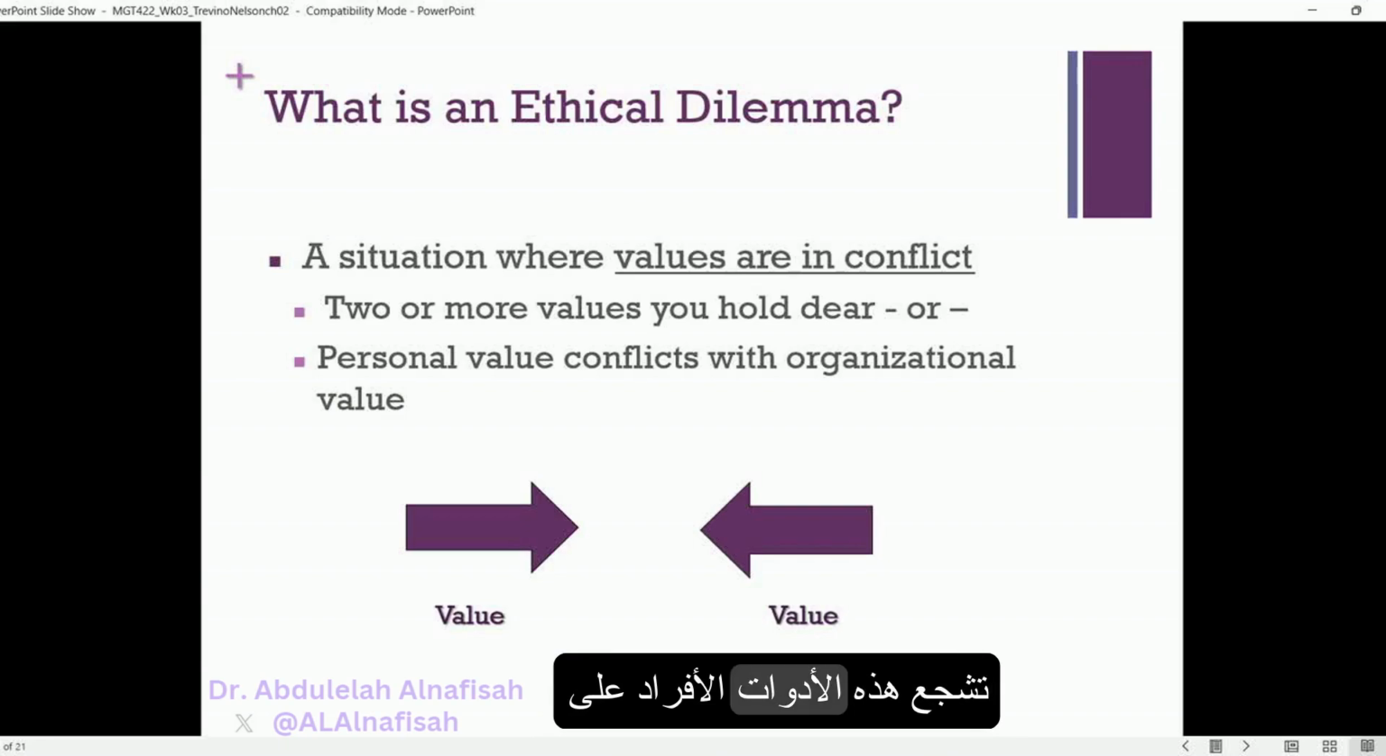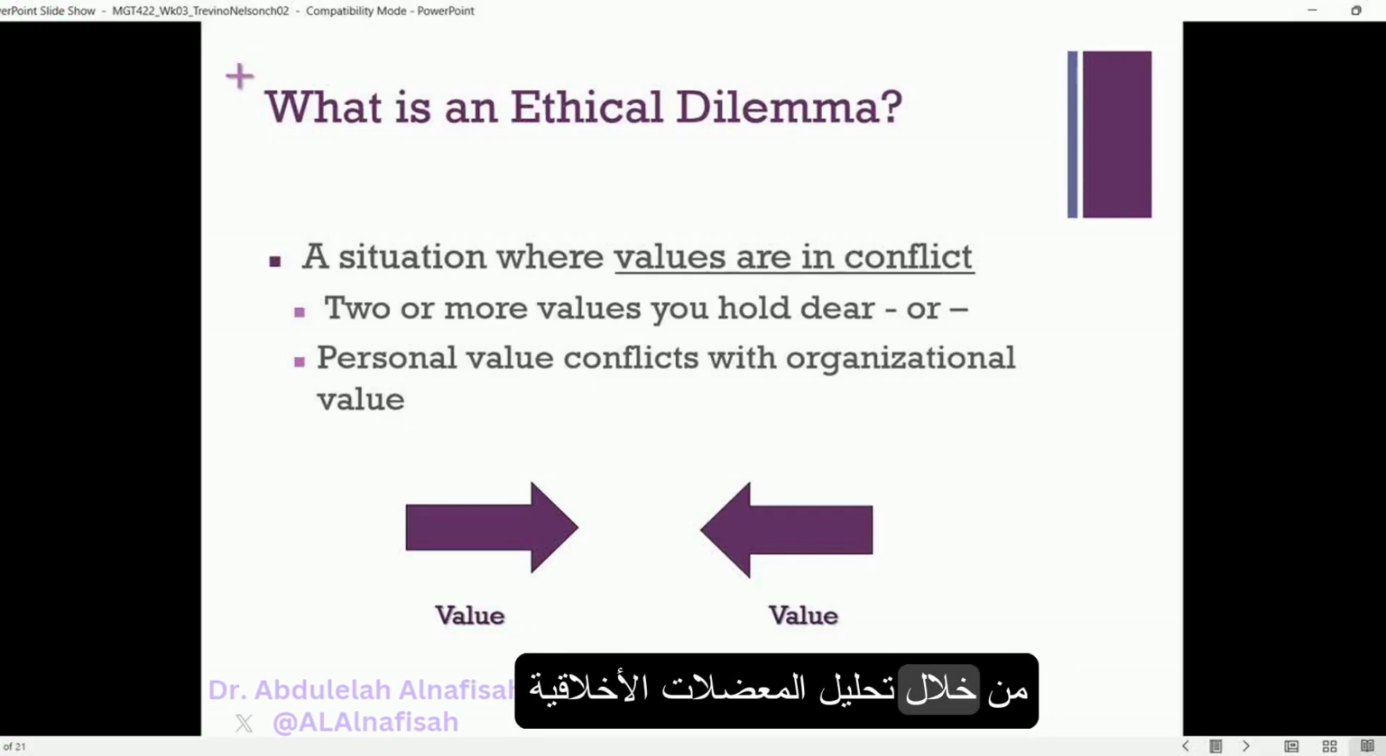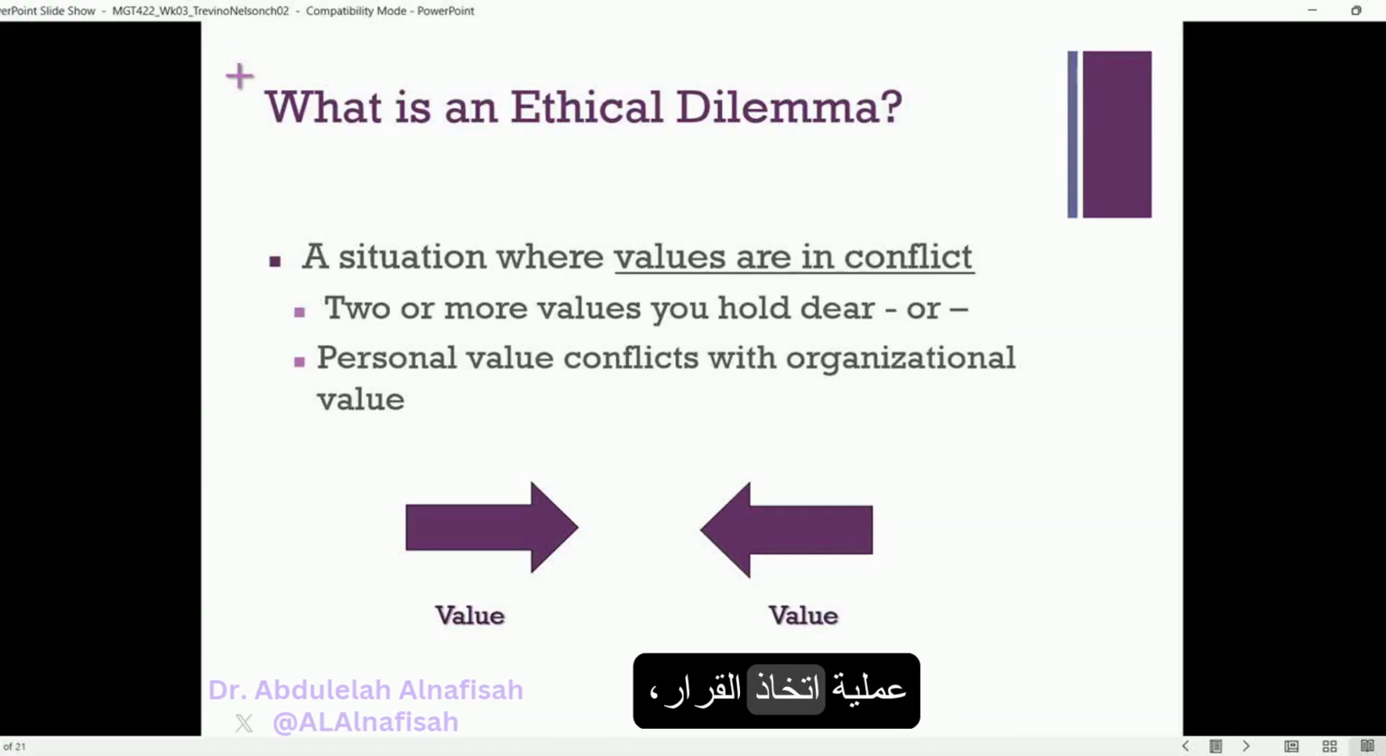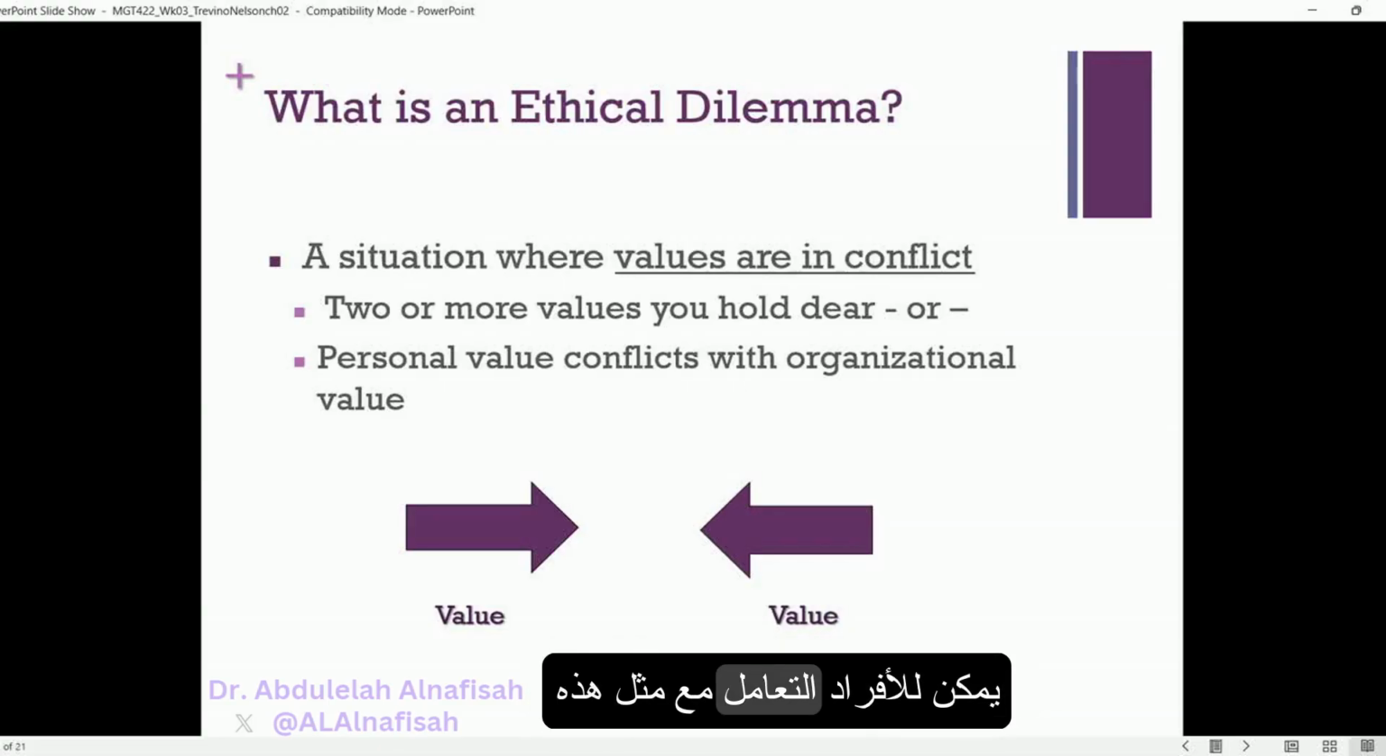These tools encourage individuals to consider multiple perspectives, think critically, and avoid hasty solutions. By thoroughly analyzing ethical dilemmas and being able to explain their decision-making process, individuals can approach such situations with a greater sense of understanding and confidence.